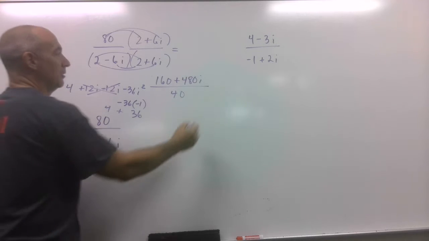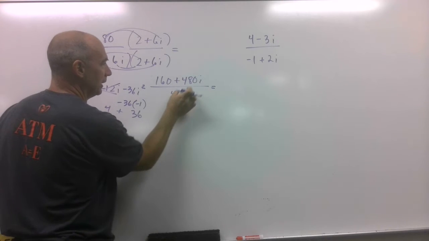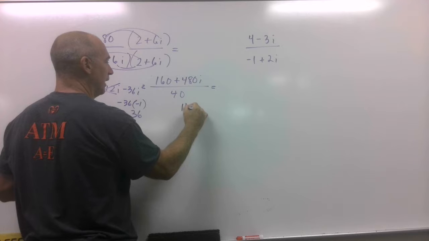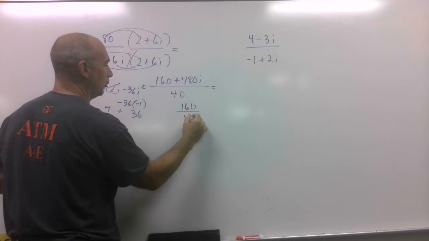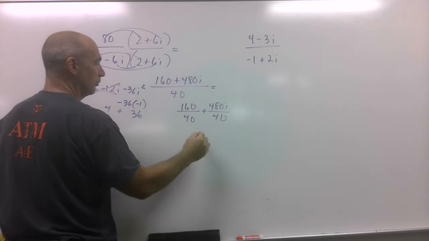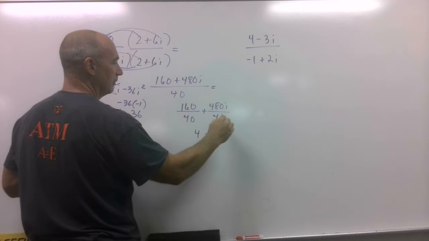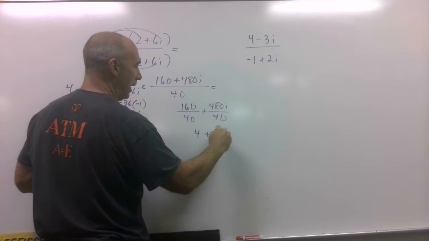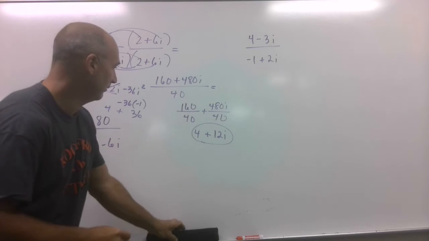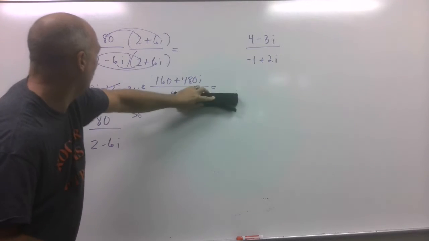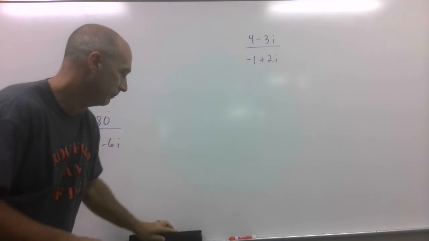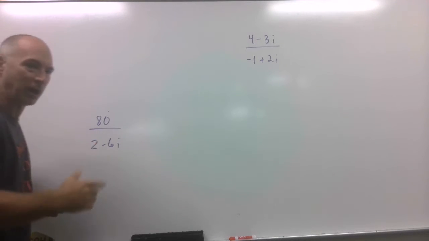Not so fast. Remember, you notice 40, 480, 160, they can all be reduced. So the technical way of doing it is put 160 over 40, put 480i all over 40. This would just be 4 plus, what would that be? And 12i. All right. I'm going to erase this. Here's the answer. 4 plus 12i. And let me show you the more preferred method. Easier. So you got to always have your radar up for these situations.